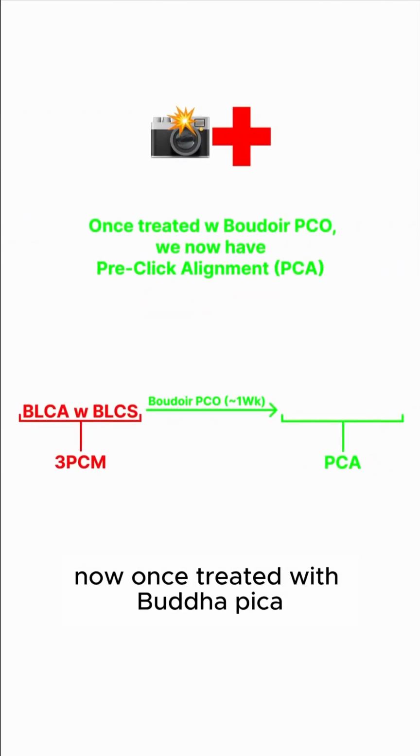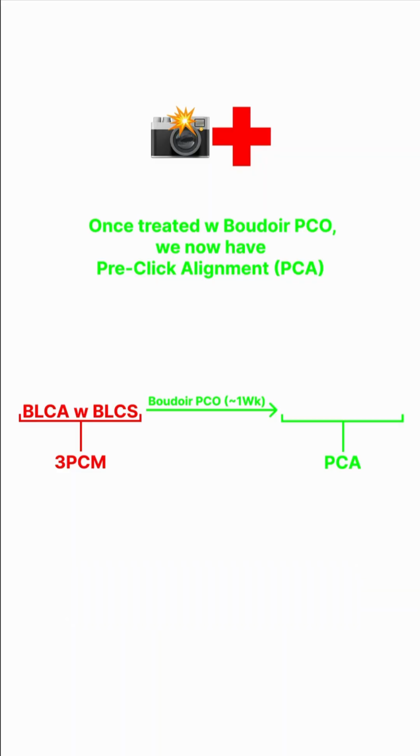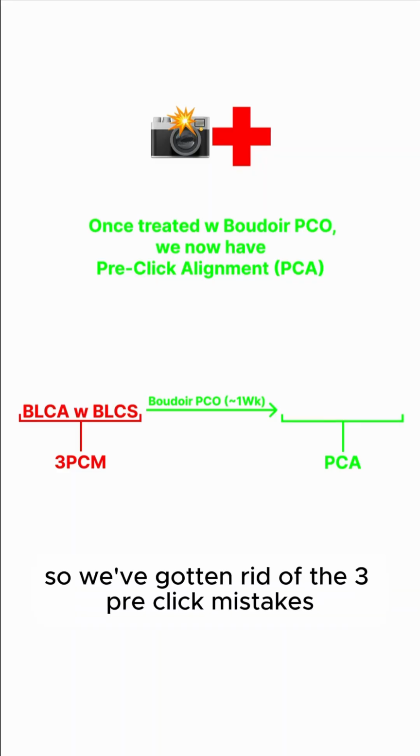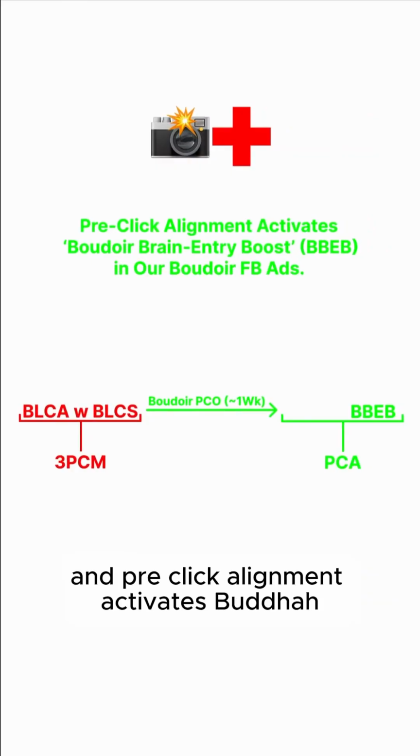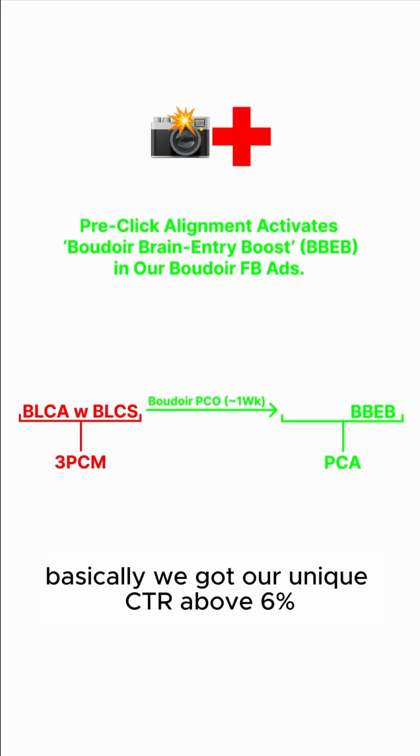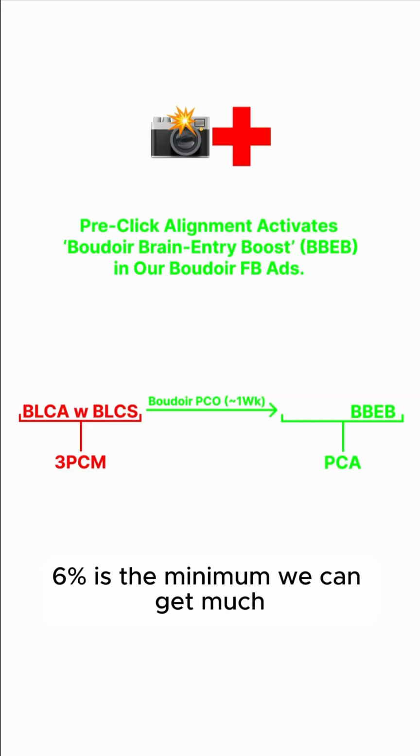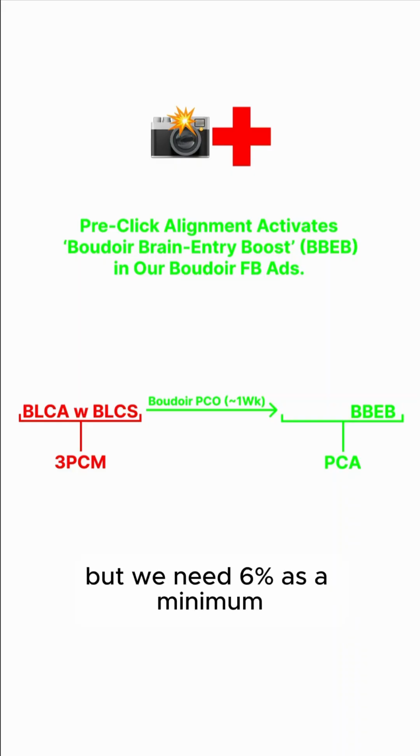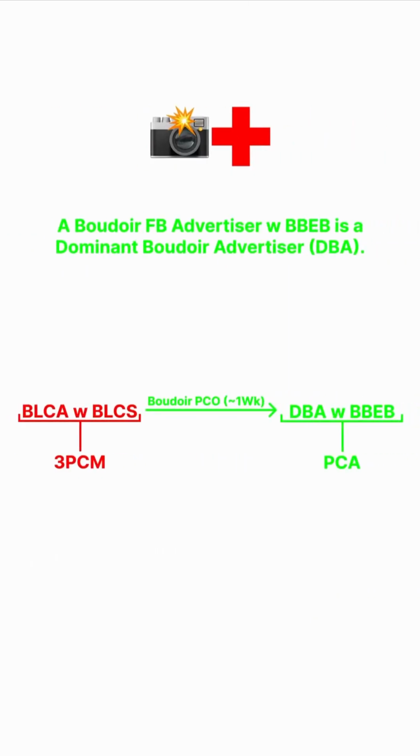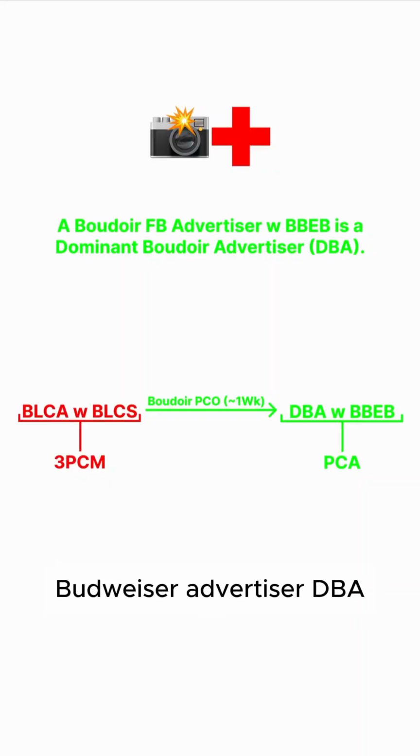Now, once treated with Boudoir Pico, we now have pre-click alignment, PCA. So we've gotten rid of the 3 pre-click mistakes. We now have pre-click alignment. And pre-click alignment activates Boudoir brain entry boost in our Boudoir Facebook ads. Basically, we got our unique CTR all above 6%. That's where we need to be. That's literally the minimum. 6% is the minimum. We can get higher than that, but we need 6% as a minimum. And a Boudoir Facebook advertiser with Boudoir brain entry boost is a dominant Boudoir advertiser, DBA.